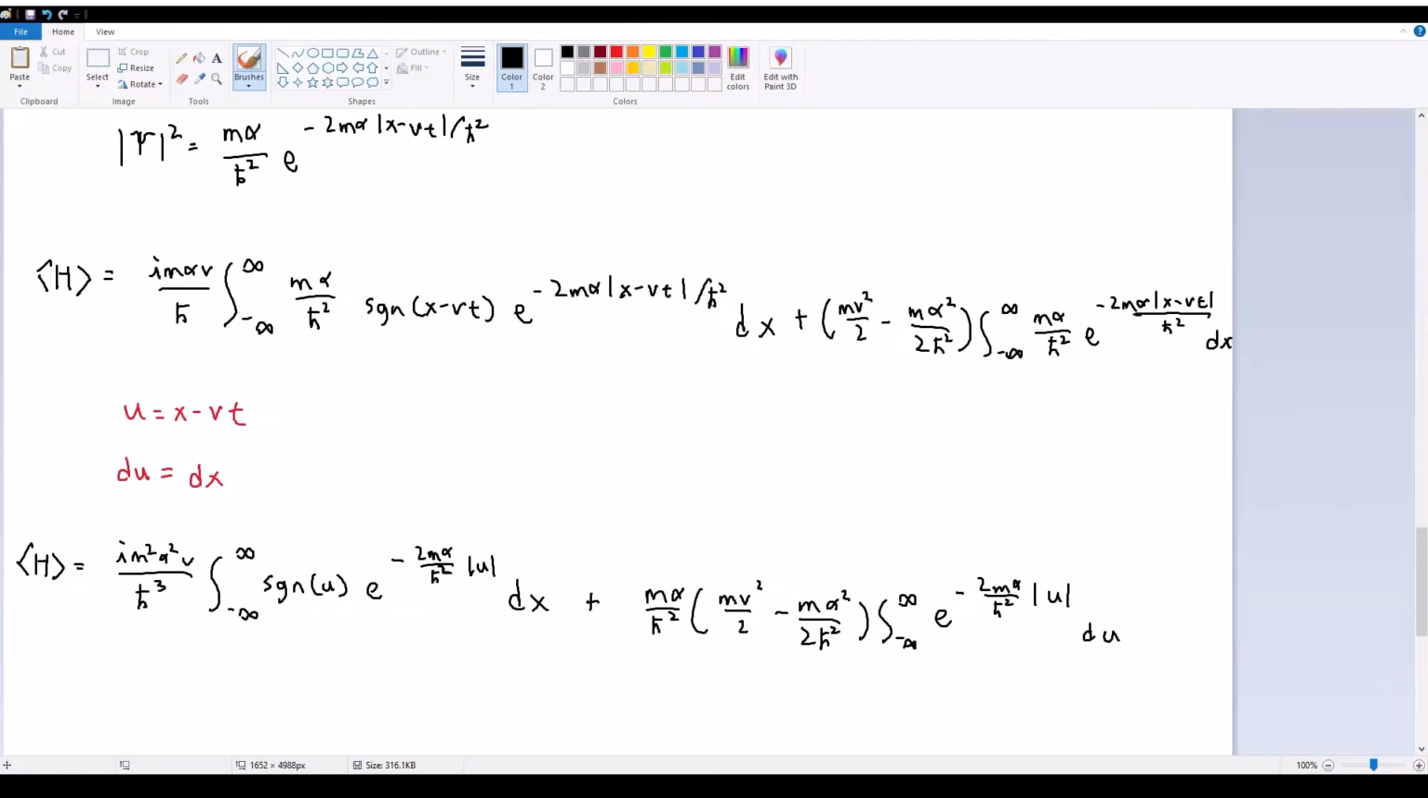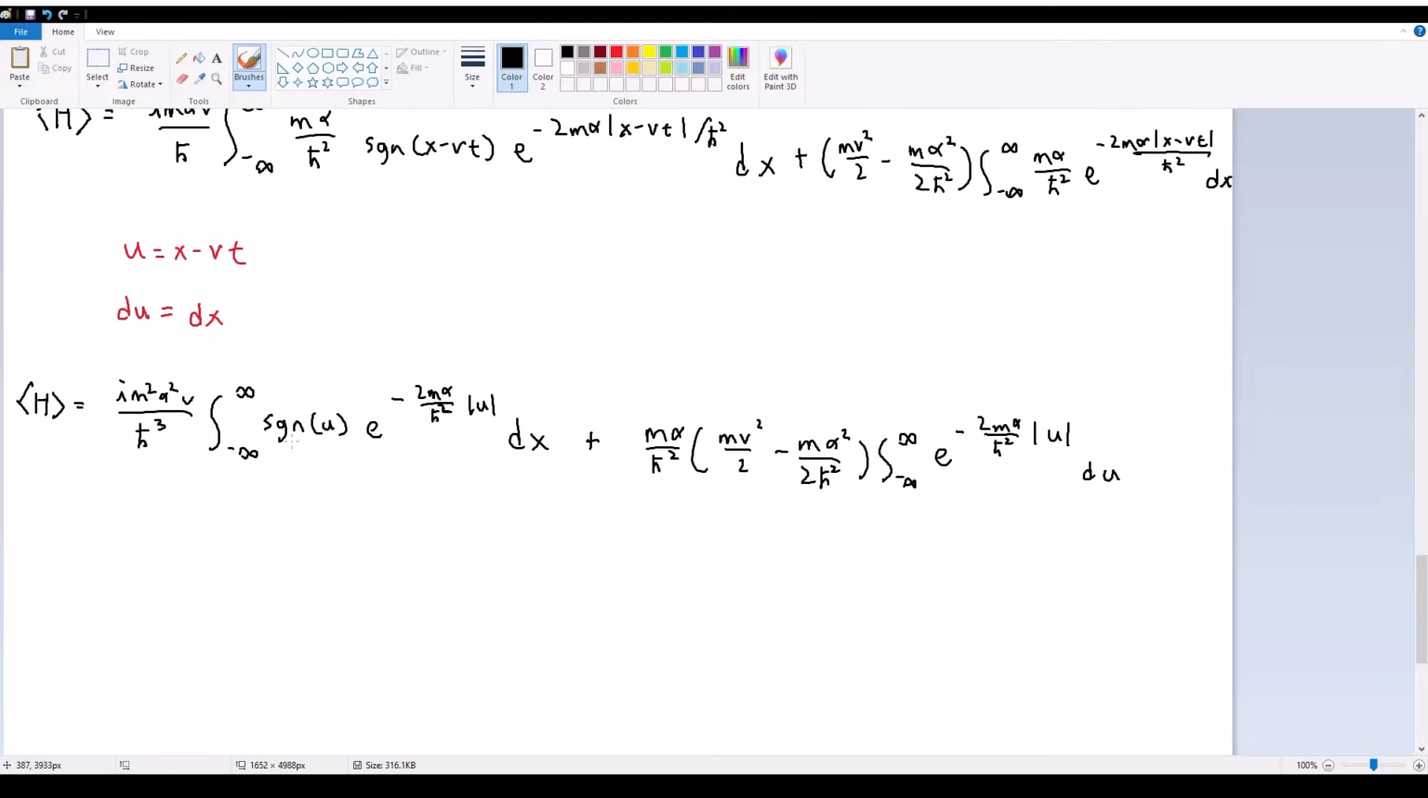And at this point, this is where signum becomes a very useful thing to have, because it makes everything a little bit nicer and condensed. Remember, signum of u is basically an argument that says it equals 1 when u is greater than 0 and negative 1 when u is less than 0. And here we have an exponential of an absolute value of a variable. So when u is positive, this exponential is e to the negative 2m alpha u over h bar squared, and when u is negative, it's equal to e to the positive 2m alpha u over h bar squared. So no matter which direction we go from the origin, it's always going to be an exponential decay.